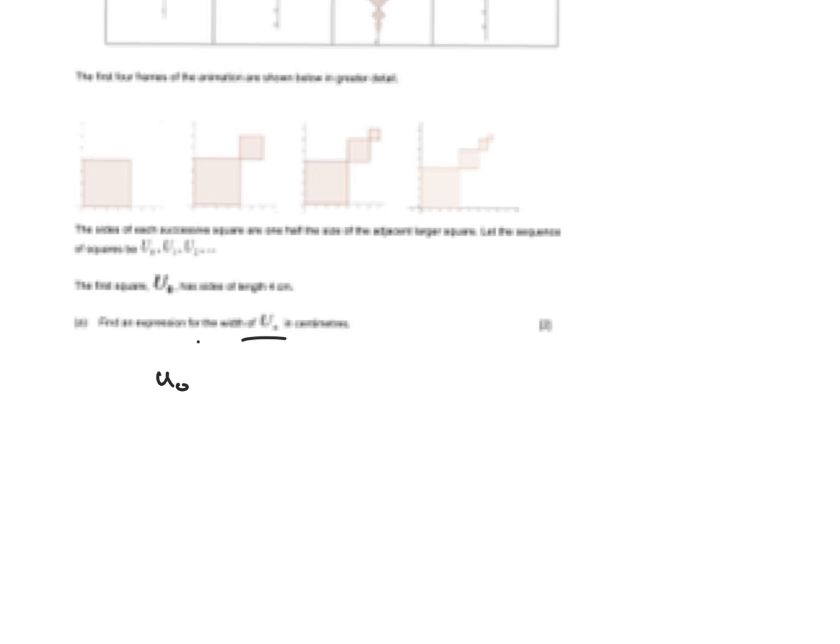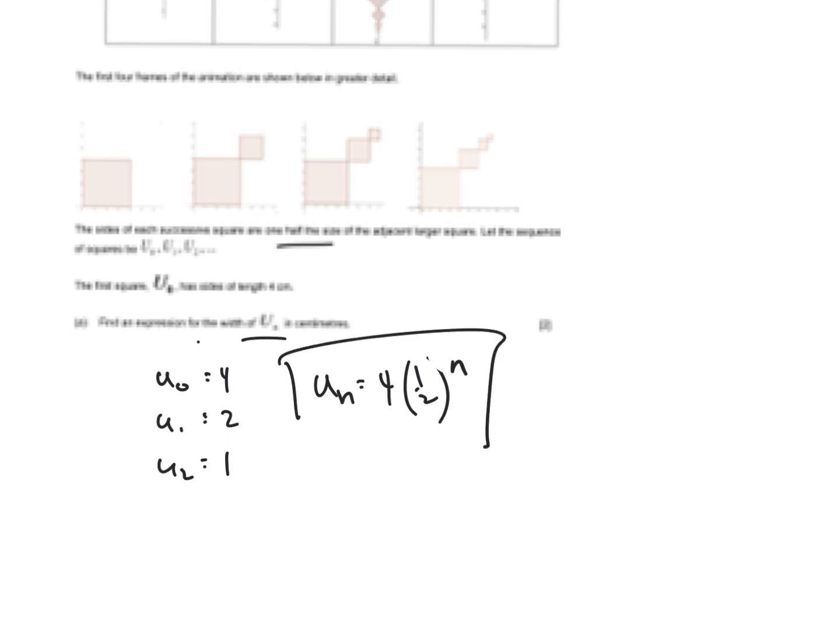Well, if U0 equals 4, U1 is going to be half the size, which is 2, U2 is going to be 1, and so on. So if I recognize it's shrinking, my general form is going to be Un equals 4 times 1/2 to the power of something. If this is 0, then I get 4. If it's 1, I get 2. And so I can see that this exponent is going to purely just be n. Okay, so here's the first part.